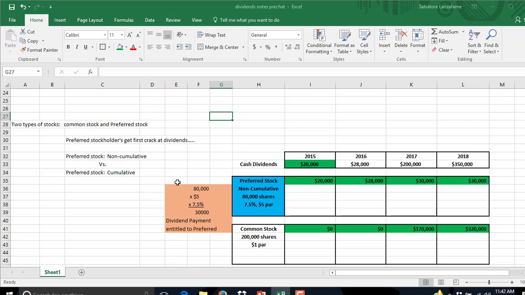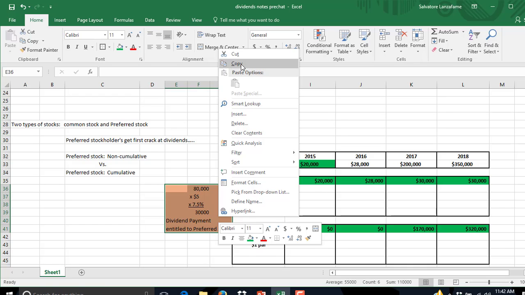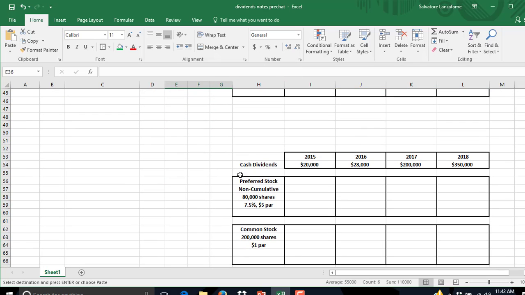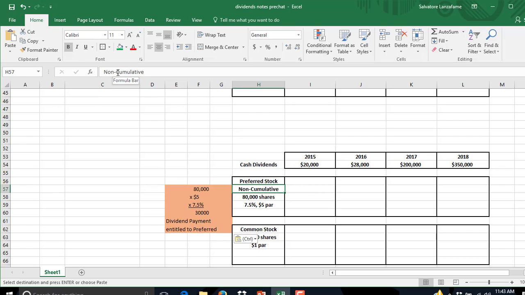Now, that was if we had non-cumulative preferred stock. Let's do the exact same example, but this time, what if the preferred stock is cumulative? So I'm going to scroll down a little bit and look at a brand new chart. Same data though. And again, we're saying that the preferred stockholders are entitled to 30,000, but we're going to make one little modification. And that little modification is, and it's a huge one, instead of the preferred stock being non-cumulative, now it's cumulative.